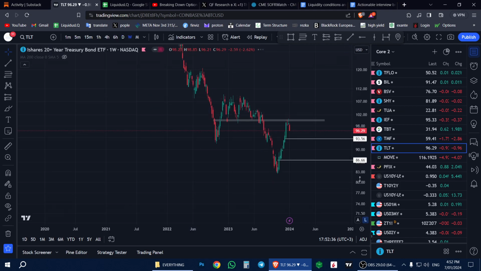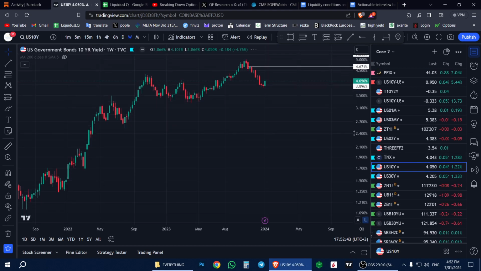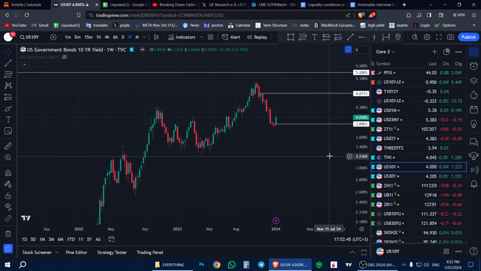But mind you, this is positive. TLT is positive on a trend basis. 10-year is negative on a trend basis. Dixie is negative on a trend basis. JPY is negative on a trend basis. 30-year in Europe, in US, is negative on a trend basis. It just means that, once again, this is a short-term rebound in rates.